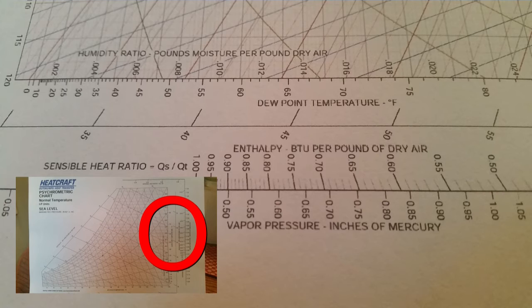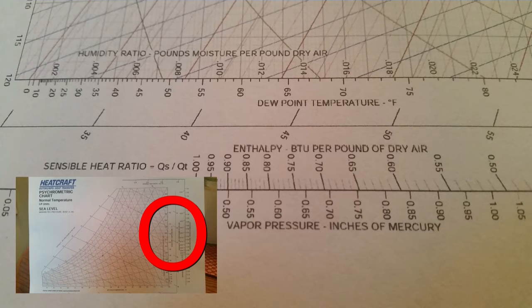We have sensible heat ratio, which is the amount of sensible heat compared to the total amount of heat, because there's sensible heat and there's latent heat, which takes into account humidity and water. All that is just getting a percentage of sensible compared to the total. And we'll go into all these terms a little bit more.